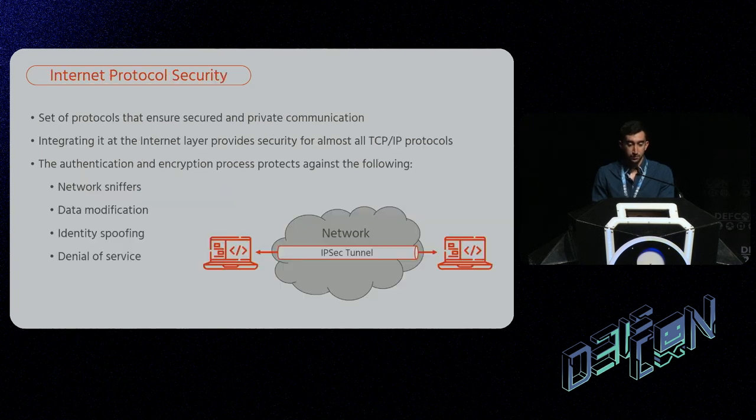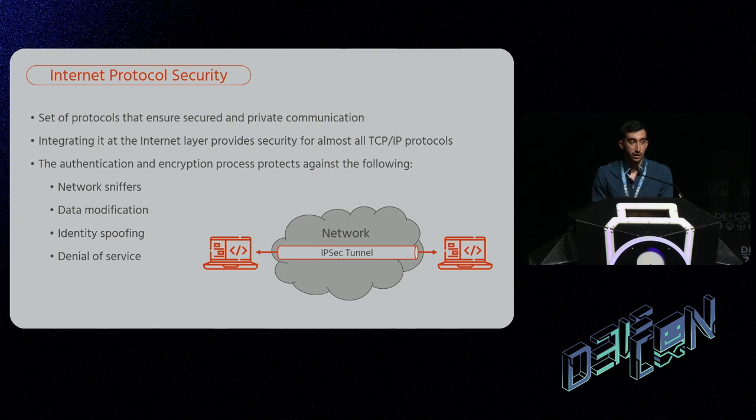But what is it? Internet Protocol Security, or IPsec, is a set of protocols that allows private and secured communication between two machines. It creates an encrypted tunnel that supports almost all TCP/IP protocols, and it also protects against several attacks. The first one is network sniffers, because the payload of the packet is encrypted. It protects against data modification, because each packet contains a cryptographic checksum. So if the data of the packet is modified, the checksum will be altered. It also protects against identity spoofing, because the IPsec communication is established after mutual authentication. This means that only trusted systems can communicate with one another.